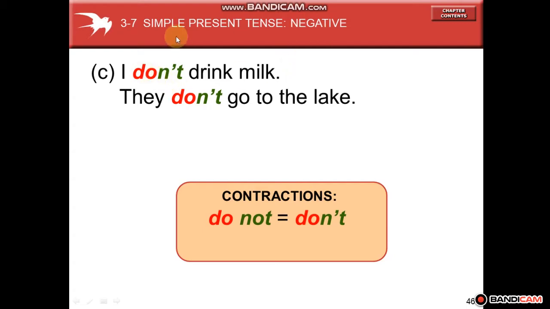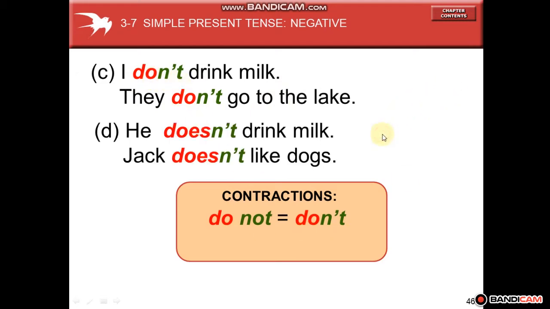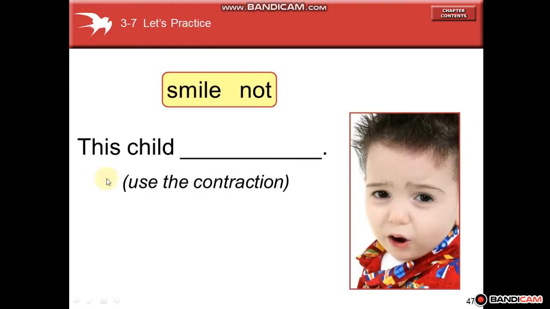Contractions. Now we are discussing contractions in negative cases. Well, that's the same thing, but it's just the contracted form, the shortened form. Do not, don't, doesn't. You can see that. We write them like this. Okay, I hope it's clear to you. Let's practice. This child, use the contraction. You have to use does not, but you will say doesn't.